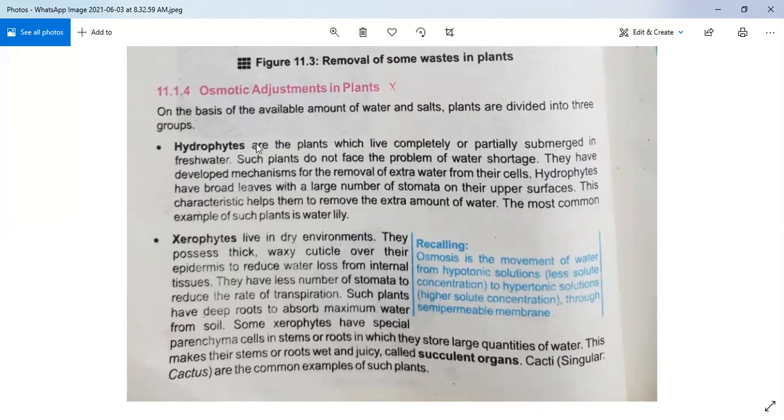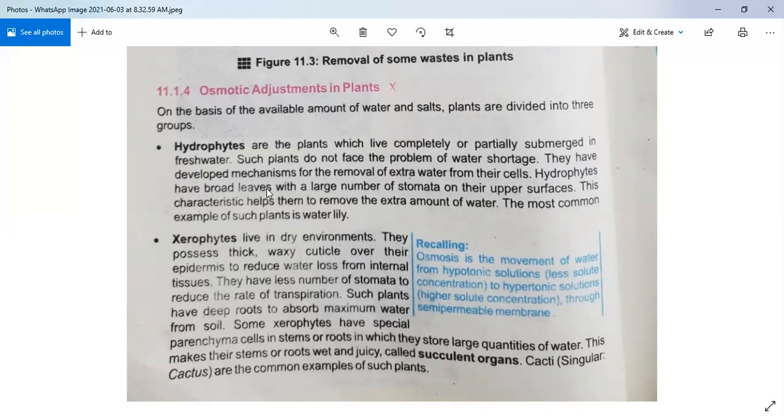Hydrophytes are the plants which live completely or partially submerged in fresh water. Underline this definition in your book. Such plants do not face the problem of water shortage. Definitely they live in water, so there is no shortage of water. So they have developed a mechanism for the removal of extra water from their cells. So what is that mechanism?